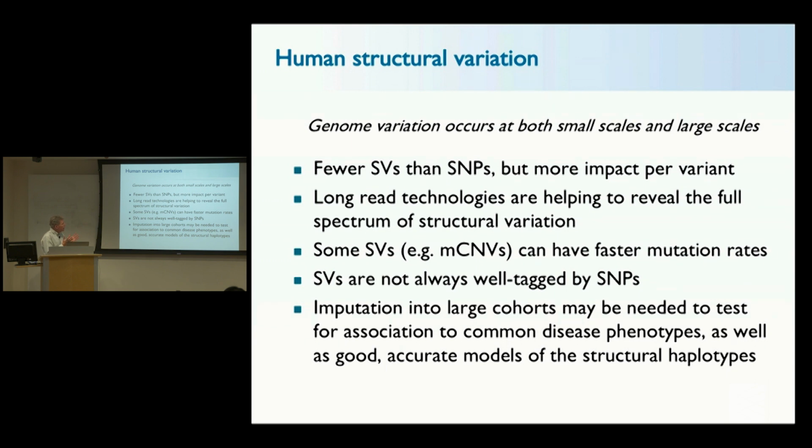It can be difficult to analyze these structural variations because sometimes they may have faster mutation rates than nearby SNPs. They may not be well tagged, therefore, and they're hard to impute. And sometimes it's very important to dig into the underlying structure and figure out what it is about the structure that can be related to phenotype. Imputation into large cohorts is often needed to be able to test for associations, as well as really understanding what the structures are and maybe testing different features of the structures to figure out the correct association.